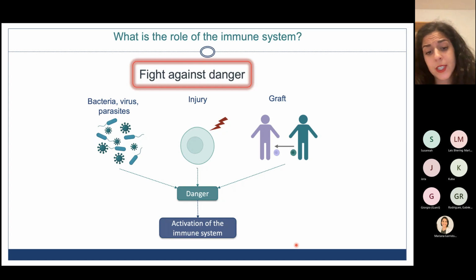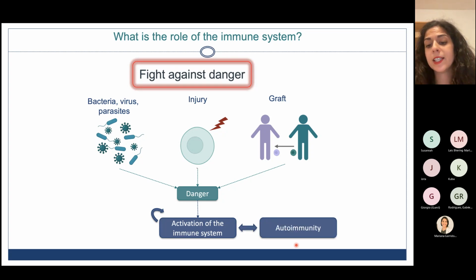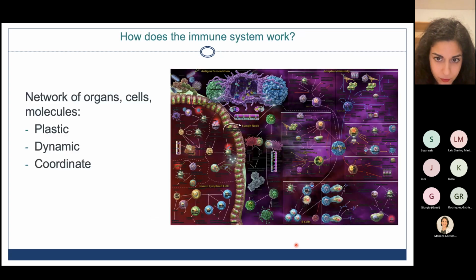But the activation of this immune system must be tightly regulated, because if you overactivate the immune system, this can lead to autoimmunity. And so now, how does the immune system work? Actually, it's a really complicated network of various organs, and in these organs, various cells, and in these cells, various molecules. And this network is highly plastic, dynamic, and coordinated.